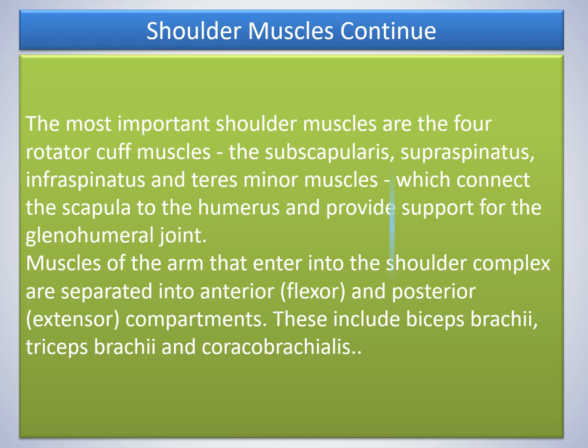As we continue with the shoulder muscles, we need to look at the four rotator cuff muscles that I briefly spoke about: the subscapularis, supraspinatus, infraspinatus, and teres minor, which connect the scapula to the humerus and provide support to the glenohumeral joint, which is the joint between the scapula and the upper arm bone, the humerus. Muscles of the arm that enter into the shoulder complex are generally separated into the anterior flexor compartment and the posterior extensor compartment. This includes the biceps brachii, the triceps, and the coracobrachialis.